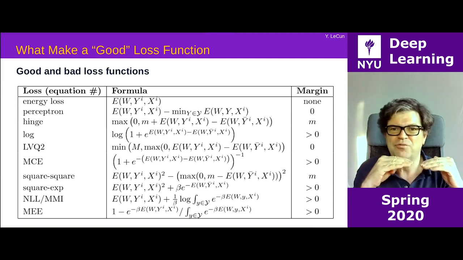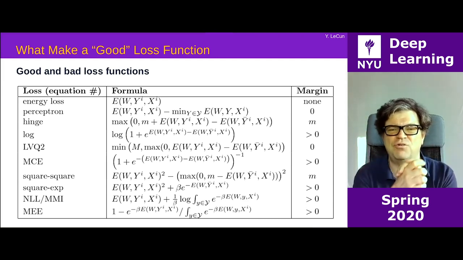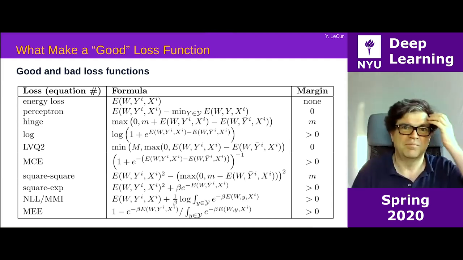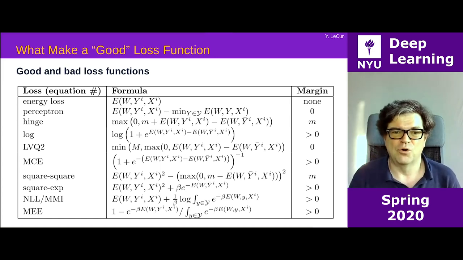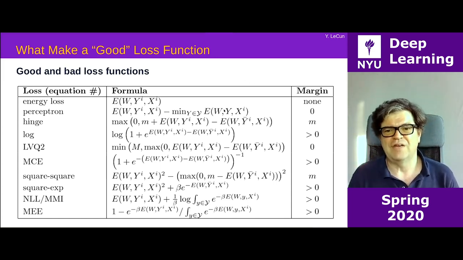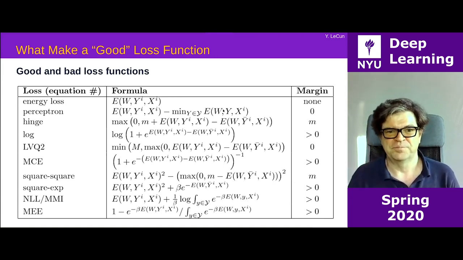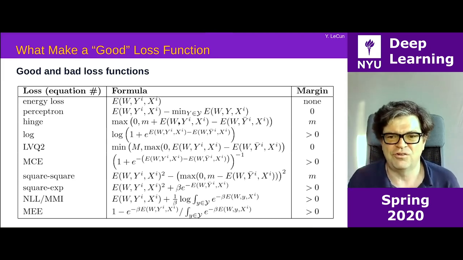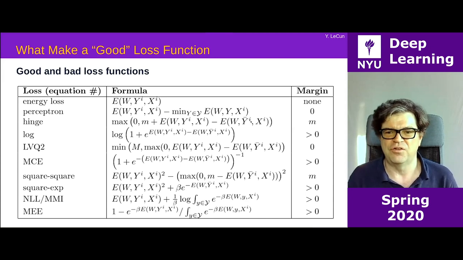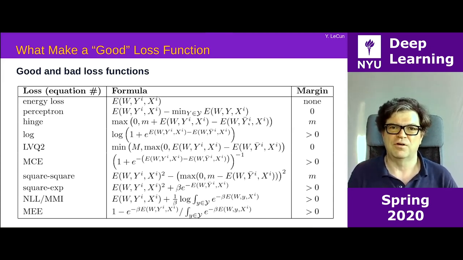It might just collapse. It might just make every energy zero or the same, okay? So it's not a good loss function to use. It just happens to work when your energy is linearly parameterized in W, but in the general case, it doesn't work. So you're much better off using something like this, a hinge. But in the case of a hinge, what you need to have here is this Y bar, which is the energy of the most offending incorrect answer.